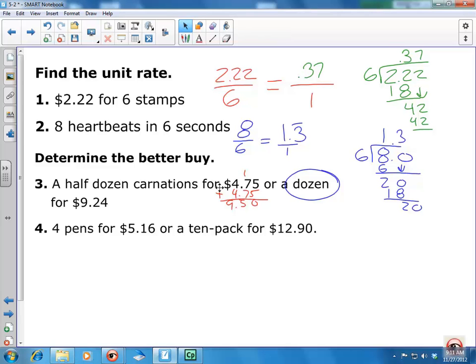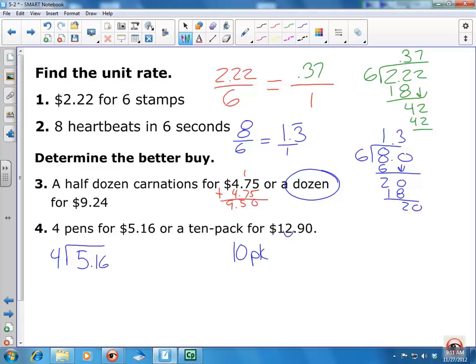All right, so let's take a look at our next one. The next one is kind of similar to what I was talking about. This one says we have 4 pins for $5.16 and a 10-pack of pins for $12.90. Which one is cheaper? Well, again, really we need to find the unit rate for this. So if we did our 516 divided by 4, and we did our 1290 divided by 10, which really we could just move our decimal over on that one, and say the 10-pack is $1.29 each.